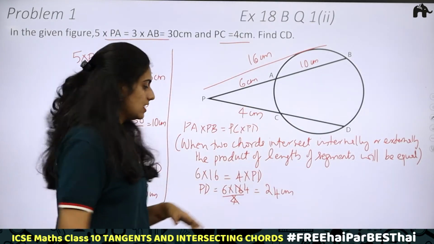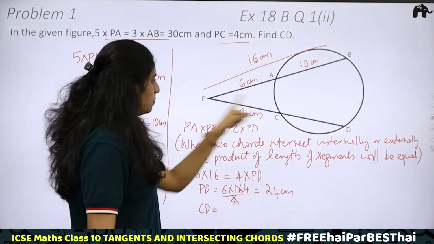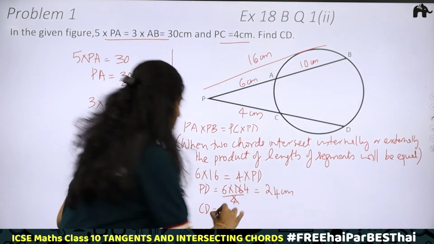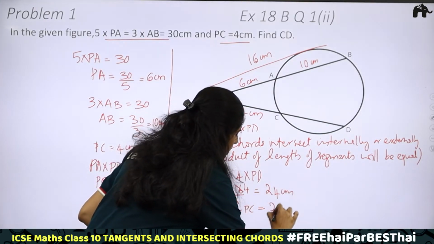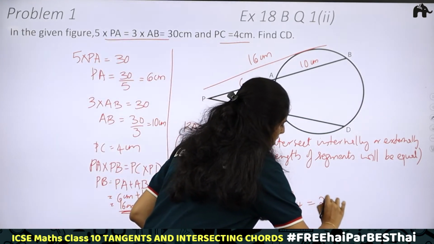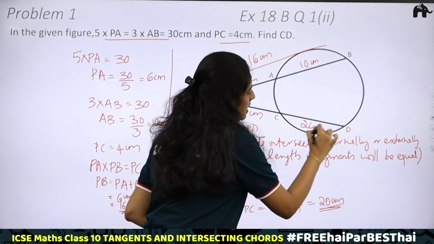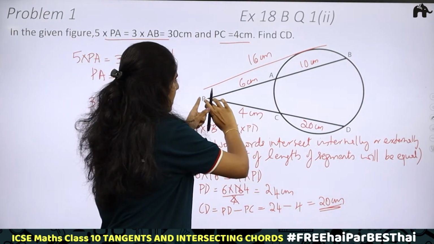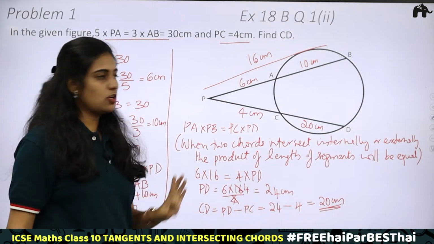Now we can find what CD is. We have PC plus CD is equal to PD. Then CD will be equal to total length PD minus this part PC. Put the values. PD is 24 and PC is 4. 24 minus 4 is 20 centimeter. So we are getting CD, this length is 20 centimeter. Clear? Here the product of segments we are taking is PA into PB, PC into PD. Just remember this and put the statement of the theorem.